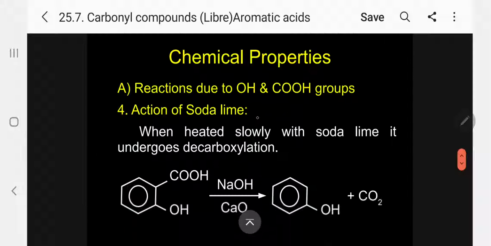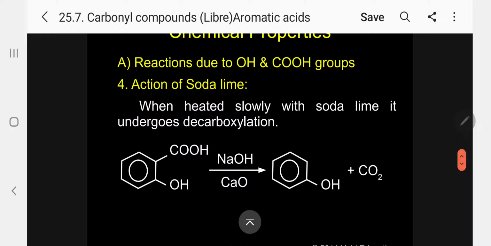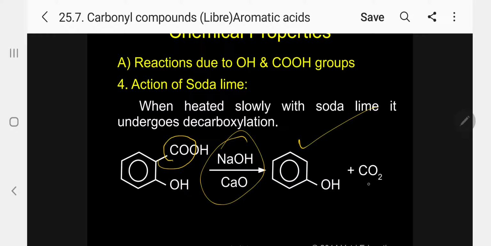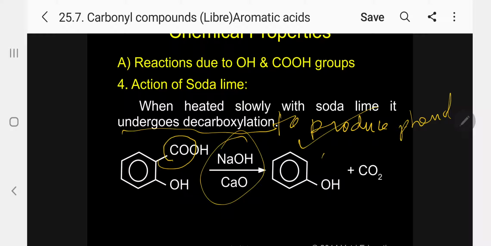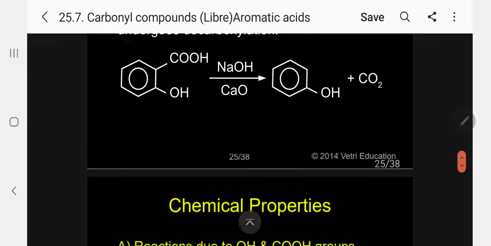Okay. The next is action of soda lime. Please follow. We have seen this already. Soda lime is a mixture of sodium hydroxide and calcium oxide. It will remove only carbon dioxide. So when you remove carbon dioxide, what is the product? Phenol is the product. When heated slowly with soda lime, it undergoes decarboxylation to produce phenol. Kindly follow. This is the structure, and carbon dioxide is formed.